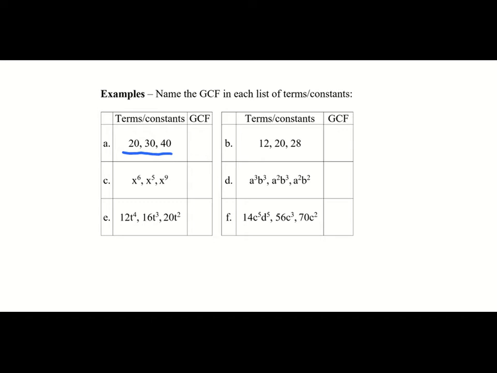What I would recommend doing is writing out the factors. I usually start with the biggest number. So I'm going to start with 40, and I'm going to write out the factors of 40. I always start with the bookends, 1 and 40, and then I work my way in. I know 2 and 20 will also work.